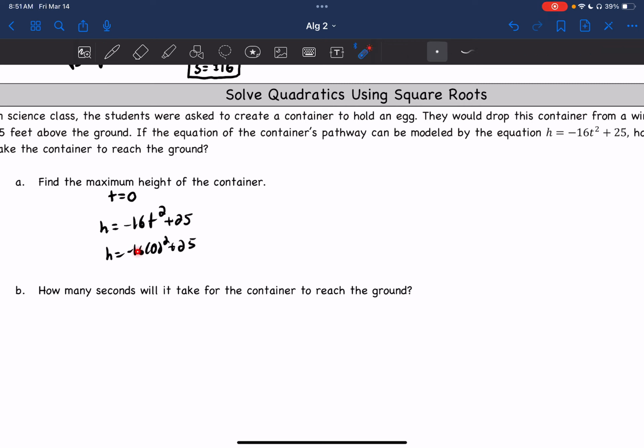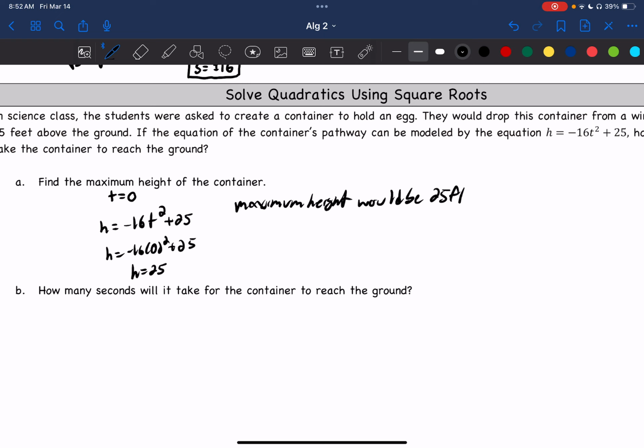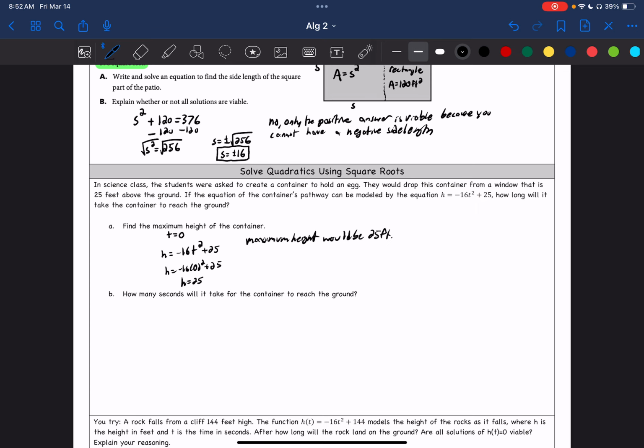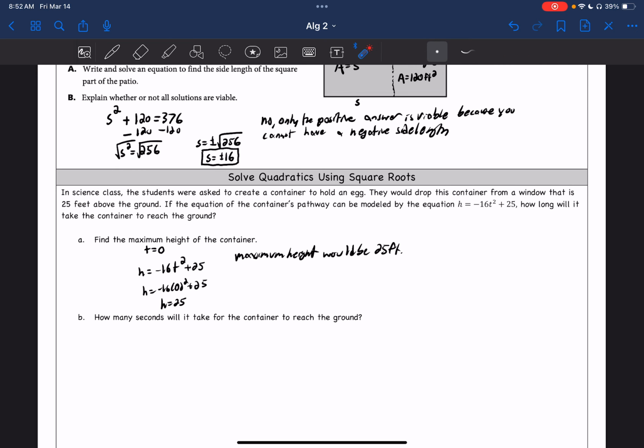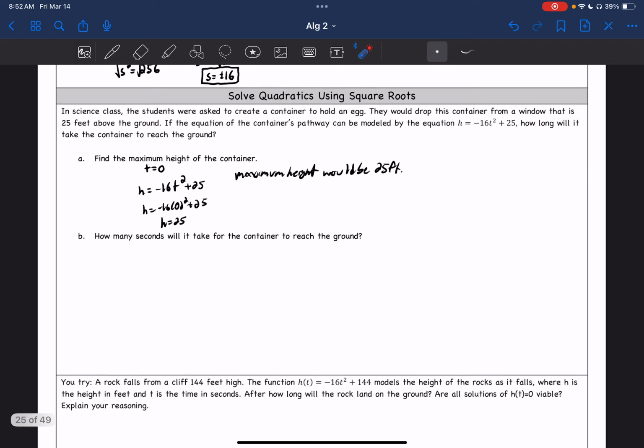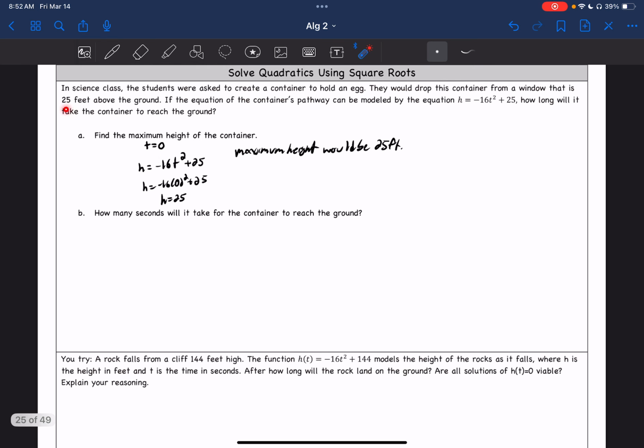0 squared is going to be 0. Anything times 0 is 0. So you just get h is equal to 25. The maximum height would be 25 feet. And hopefully you can see that from the problem too. They would drop this container from a window that is 25 feet above the ground, right? If they start 25 feet above the ground and drop it, it's never going to get higher than 25 feet off the ground.